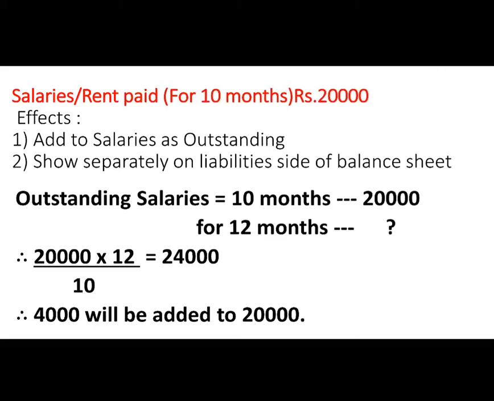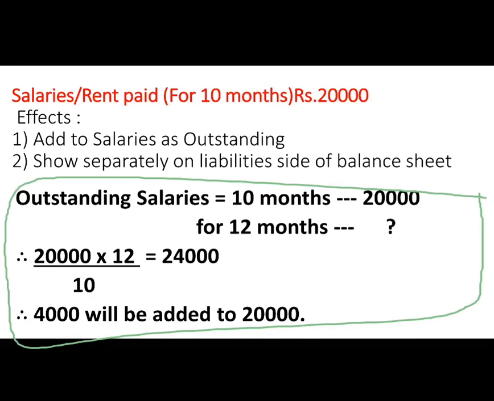So how to solve it? You can see on my screen, this is the calculation. The 2 months' salary that has not been paid will be called outstanding, because it is yet to be paid by the firm, right? So it is outstanding salary because 2 months' salary, or 2 months' rent, is yet to be paid. How to calculate it? Outstanding salaries: for 10 months, how much amount is given? 20,000. Then for 12 months, what will be the amount?